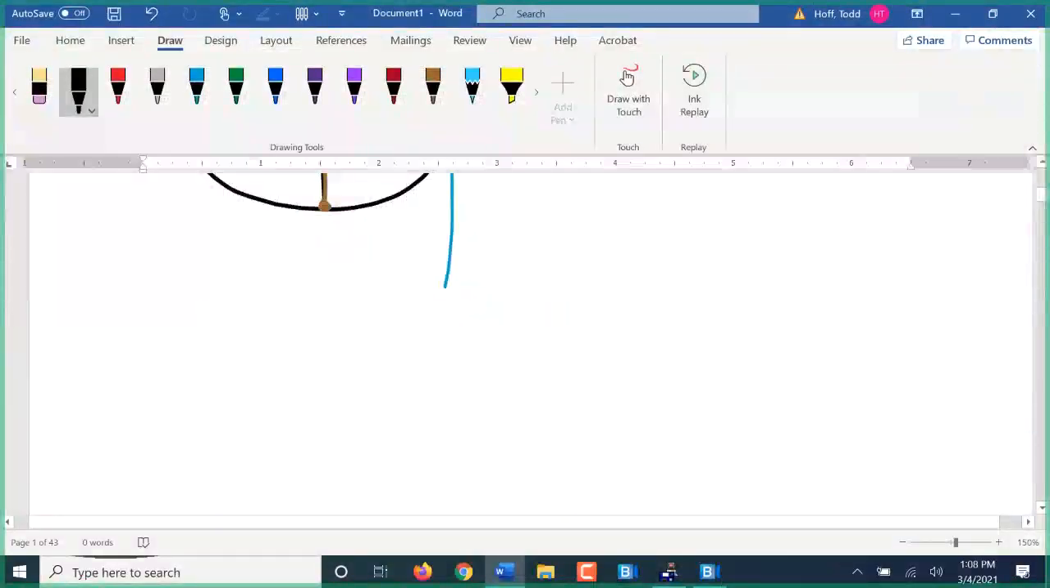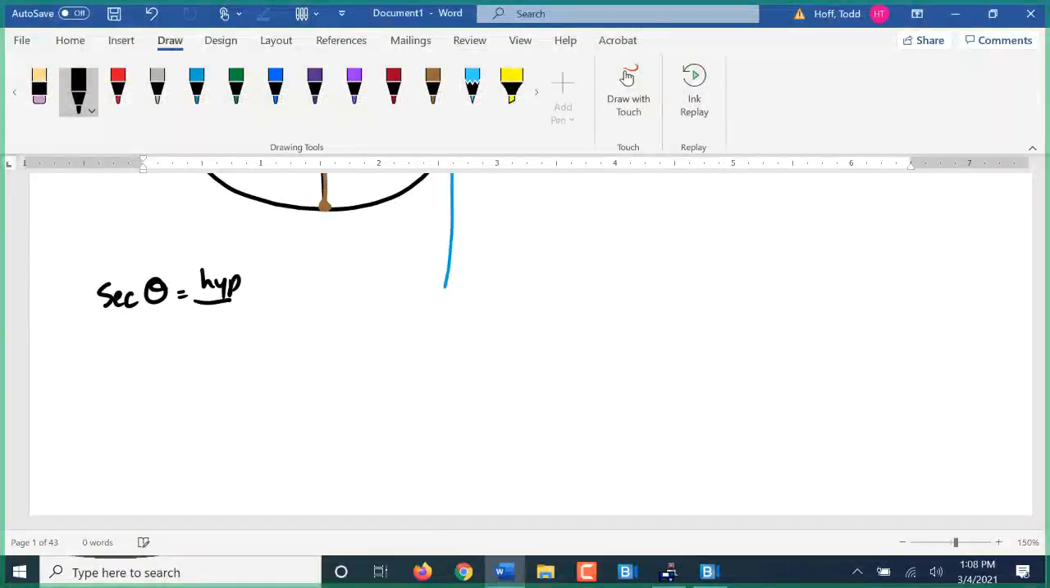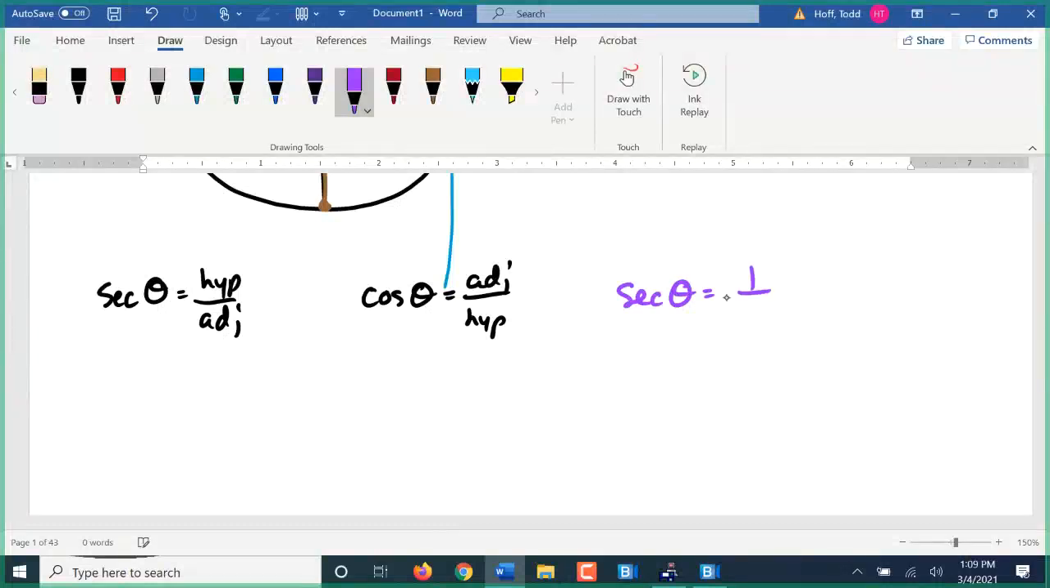Let's take a look at our secant, cosecant, and cotangent. Secant of an angle is the length of the hypotenuse over the length of the adjacent side. That is the reciprocal of our cosine. The cosine is the adjacent side over the hypotenuse. So the secant literally is just the reciprocal of the cosine.